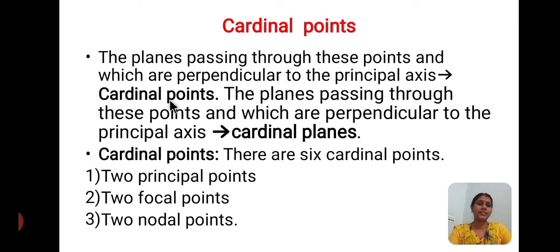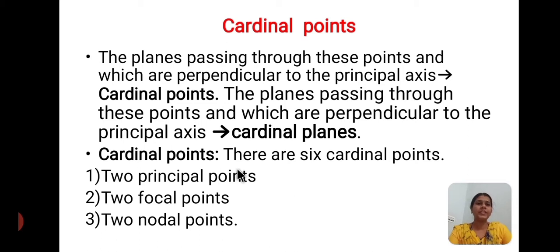Gauss is the scientist who investigated these cardinal points. So another name for the cardinal point is Gauss point, and another name for the Gauss point is principal points. Let us consider the system. The system can be a lens or a mirror or both, which forms an image of an object. Totally we have 6 cardinal points here.